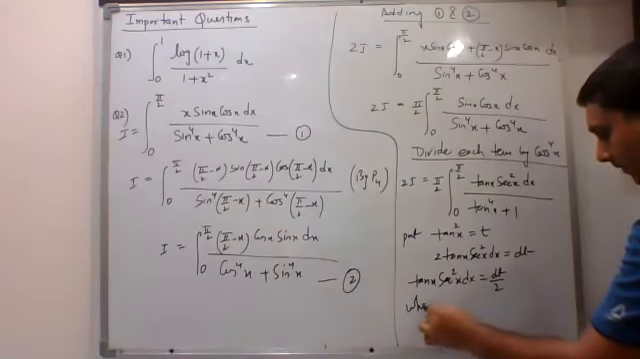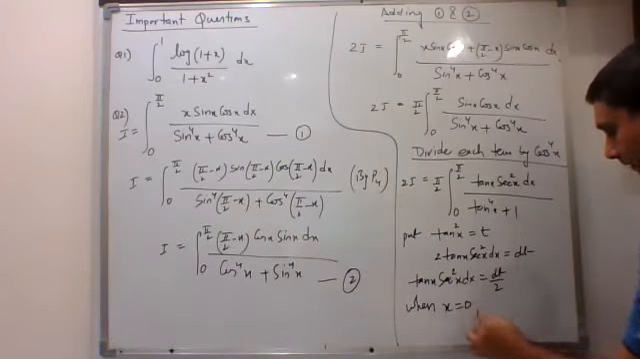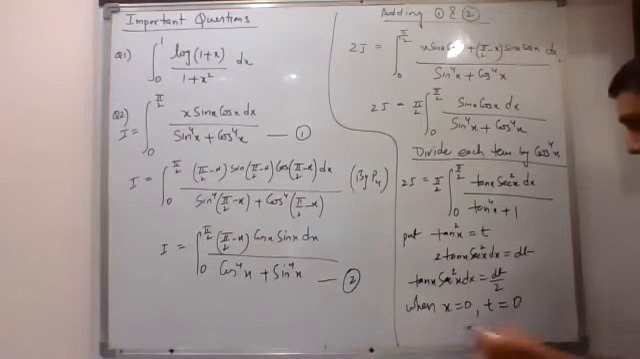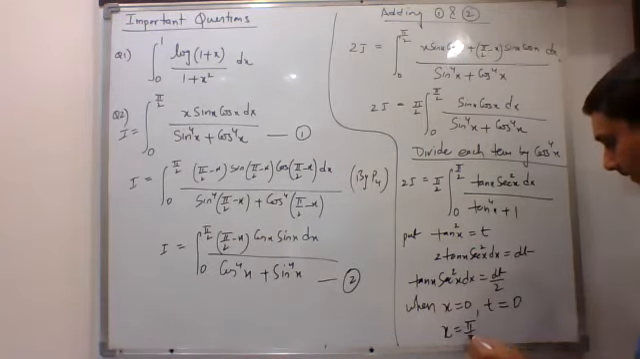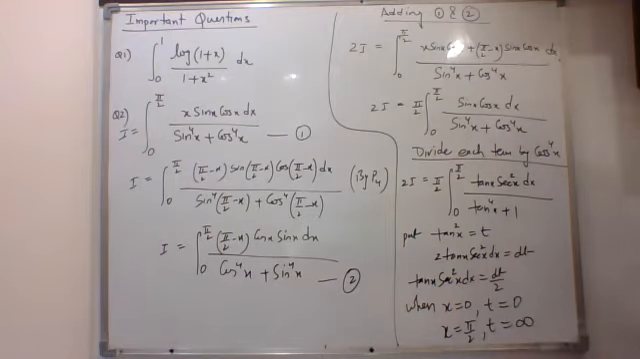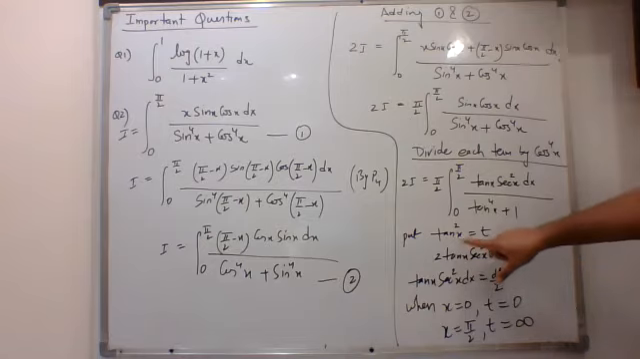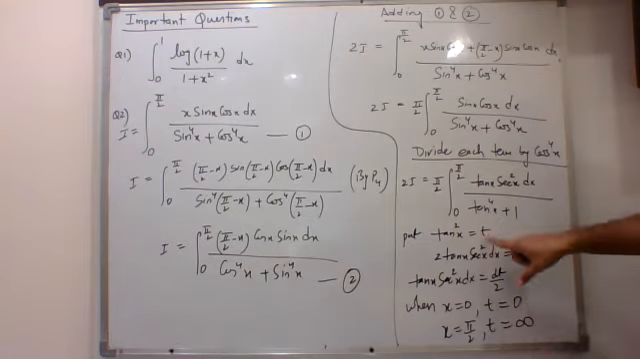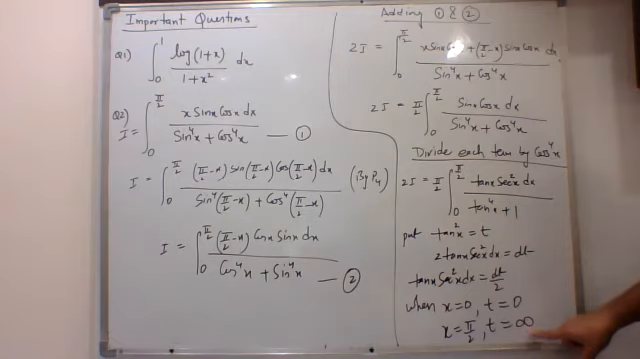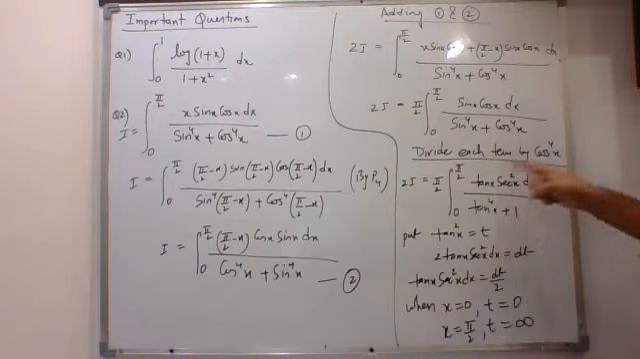Let us change the limits also. So when your x was 0, then your t will be equal to 0. When your x is 90, then your t will be not defined, because we are making use of this substitution. When you are putting x as 90, then you know that tan 90 is infinity. So infinity square is also infinity. Now, after this, let us rewrite this expression in terms of t, and then we will integrate.